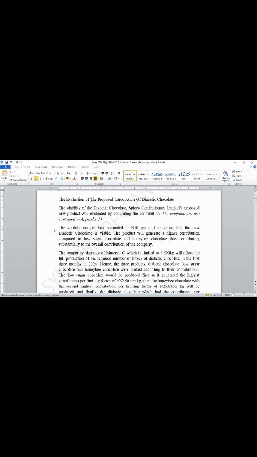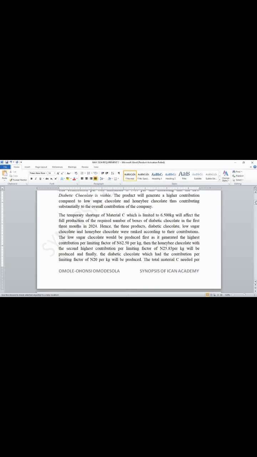Then now tell us what happened. The contribution per box, remember that we said 10 naira. And the fact that it's 10 naira is even telling us that it's actually viable, because it's not giving us a negative contribution. It's giving us a positive contribution of 10 naira. That means it will generate higher contribution compared to other products and then contribute to the overall contribution of the company.